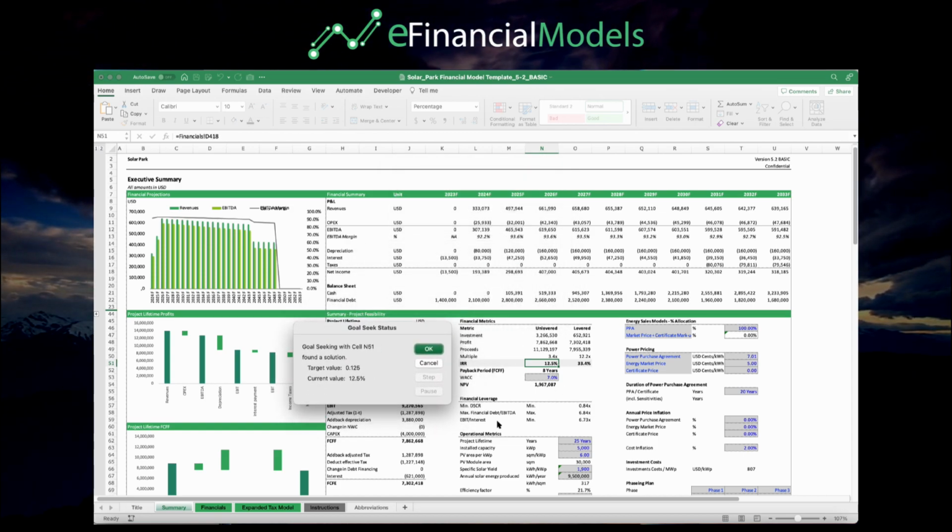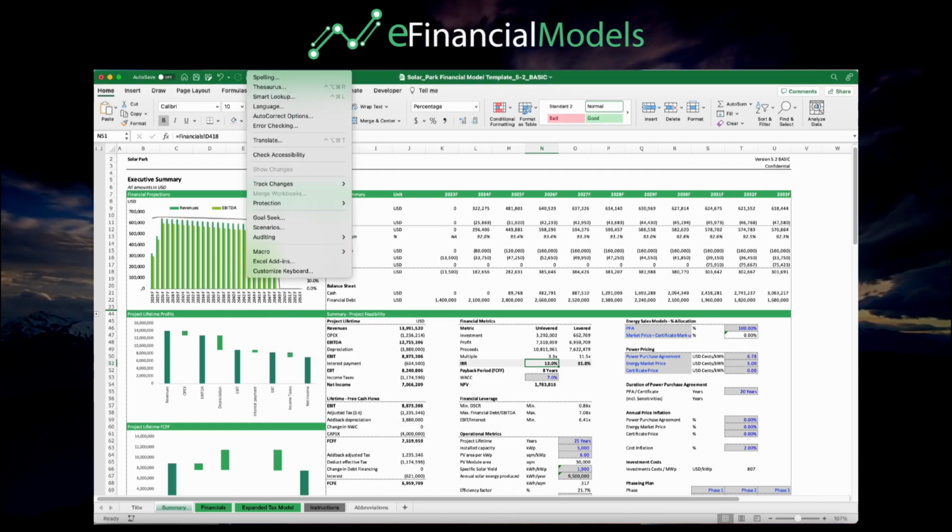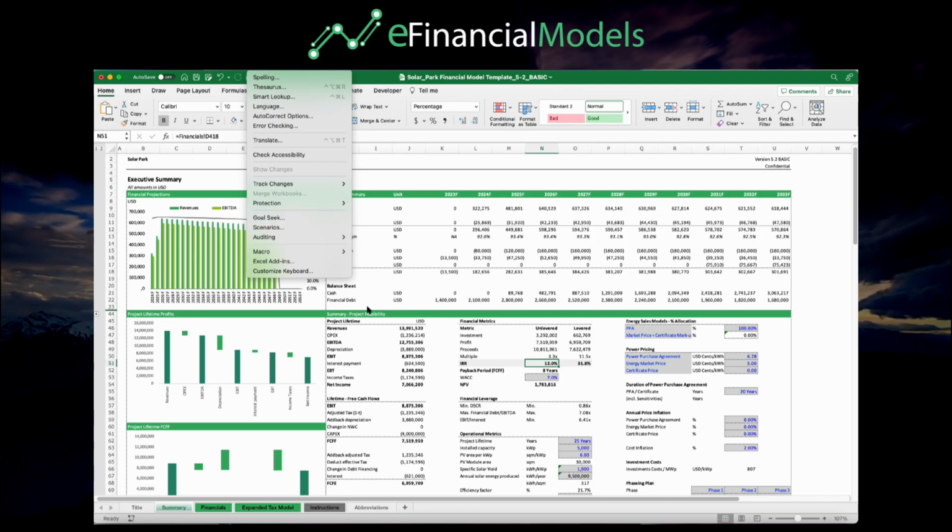This is an excellent way to determine the requirements to achieve a particular scenario. And the secret to that is the Goal Seek function in Excel.